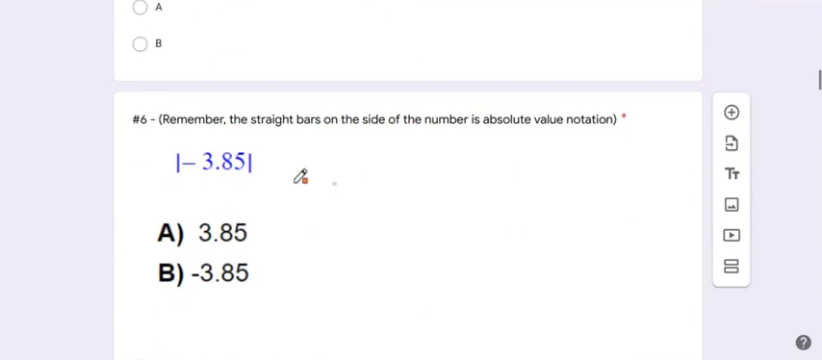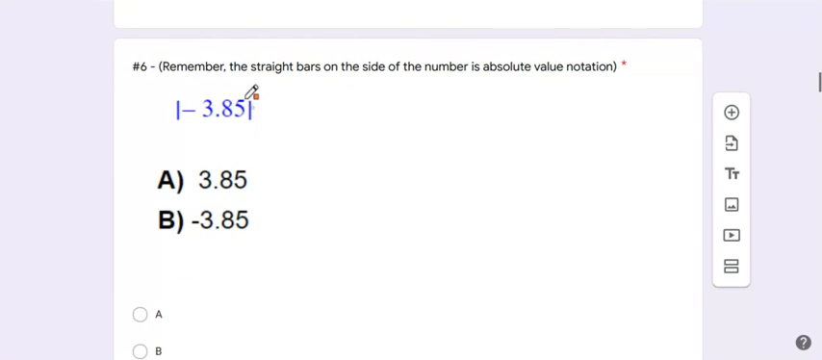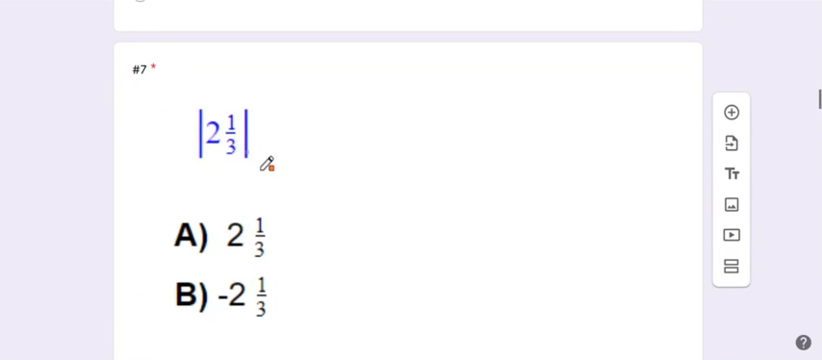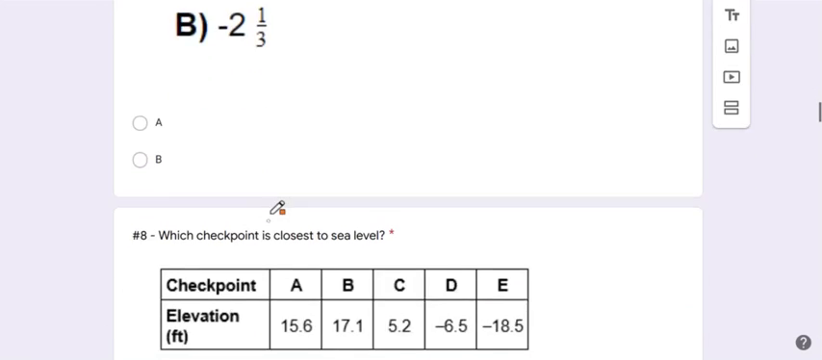Number 6, you see these straight bars on the side of the number. That is, like this note says right here, the absolute value notation. So this problem number 6 in blue right here, it's saying what is the absolute value of negative 3.85, which means how far is that number away from 0? Well, it is 3.85 away from 0. So option A. Absolute value of 2 1/3. What is it for number 7?